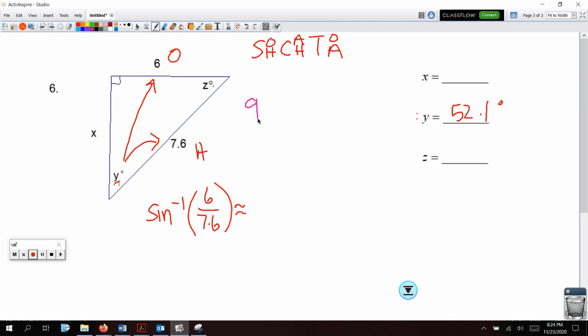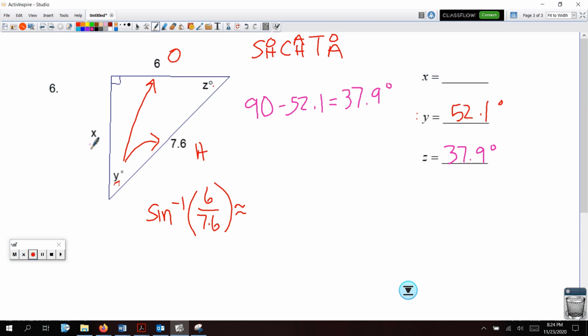So in order for that to be true, z and y need to be complementary, meaning they equal 90 together. So 90 minus 52.1 will give us the measure of z, which is 37.9 degrees. Okay. So when you're missing two angles, you just find that first one, using the two sides that are given, and then subtract from 90 to find that second angle.